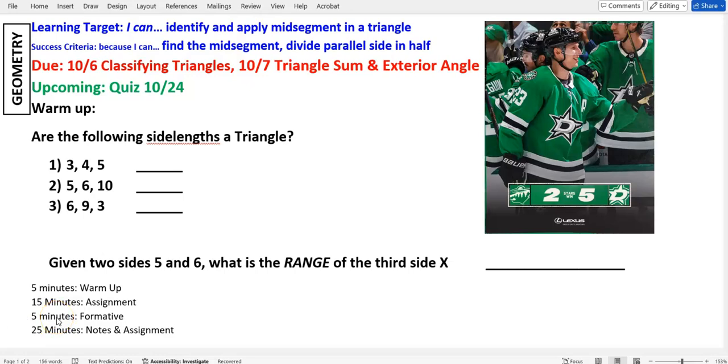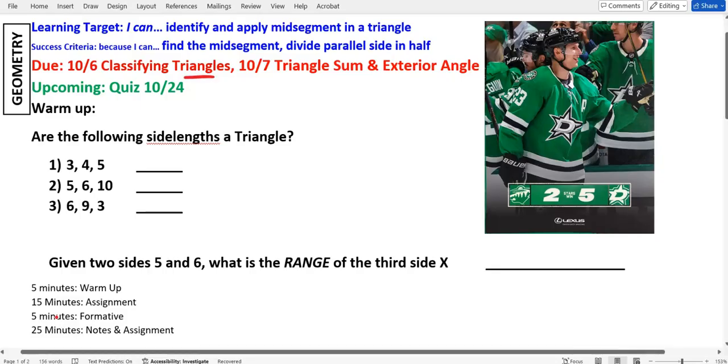Stars win again. Undefeated hockey team. That's right. Everyone was watching. I knew it. Now, make sure you've turned these two in.